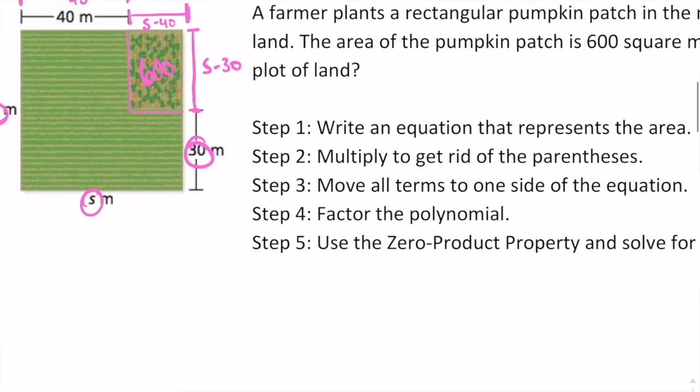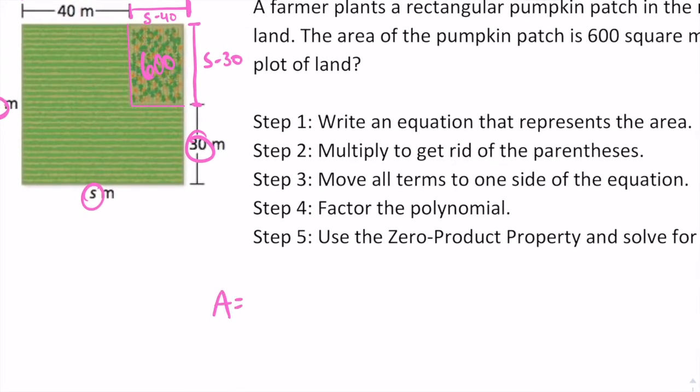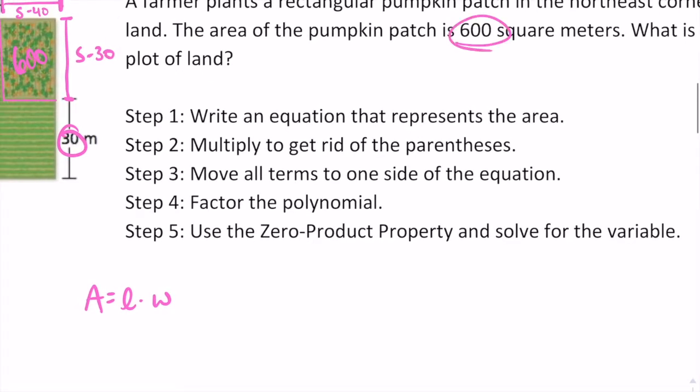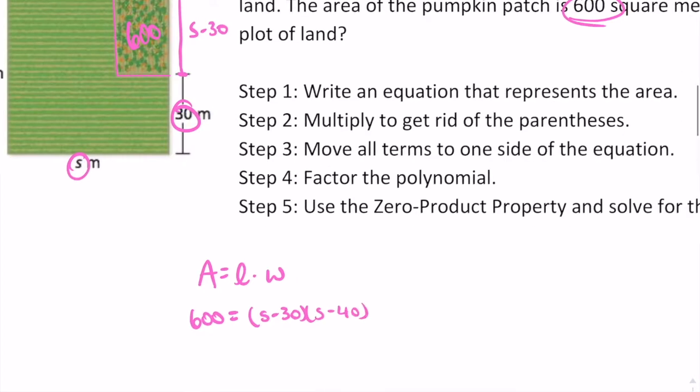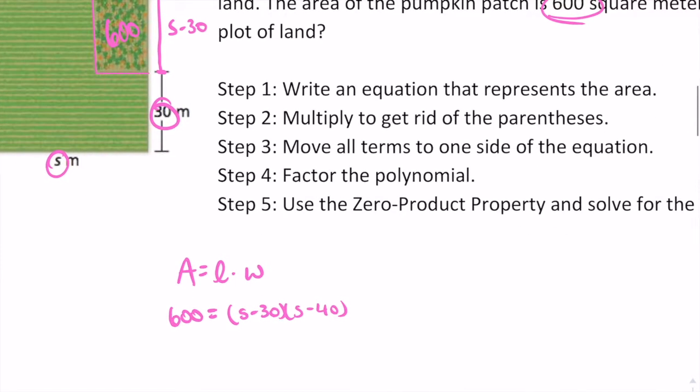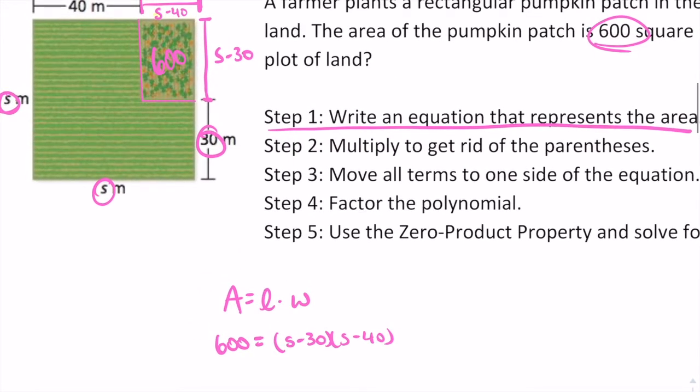How? Well, what is area? Area is equal to length times width. What is the total area of the pumpkin patch? 600 square meters. Well, what's my length? Looks like my length is S minus 30. What's my width? Well, S minus 40. Okay, so that is step number 1. Write the equation that represents the area. So all I did, I took this, and I took the total and put them into one equation.